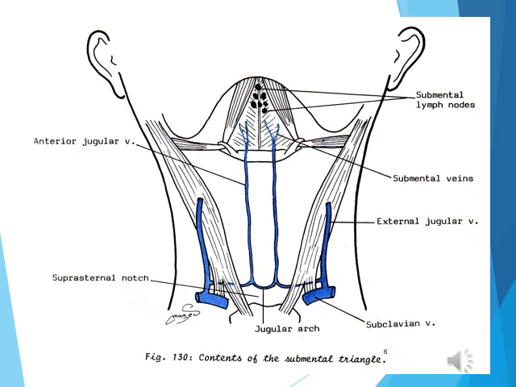Next is the jugular arch, a transverse venous connection between the anterior jugular veins, visible in imaging and relevant in tracheostomy and central line placement. This is the jugular arch. You can see it connecting both anterior jugular veins. Then the suprasternal notch, a palpable landmark at the base of the neck, guiding access to deeper structures.